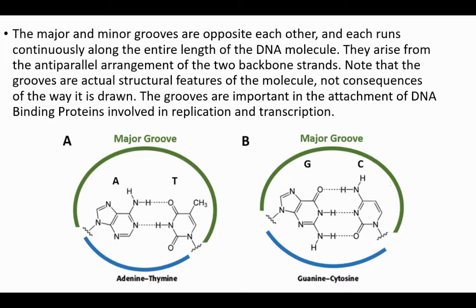Okay, so again, the minor and major grooves are usually opposite of each other, and each runs continuously along the entire length of the DNA molecule. They arise from the anti-parallel arrangement of the two backbone strands. Note that the grooves are actual structures, features of the molecule, not consequences of the way it is drawn. The grooves are important in the attachment of the DNA binding proteins involved in replication and transcription.